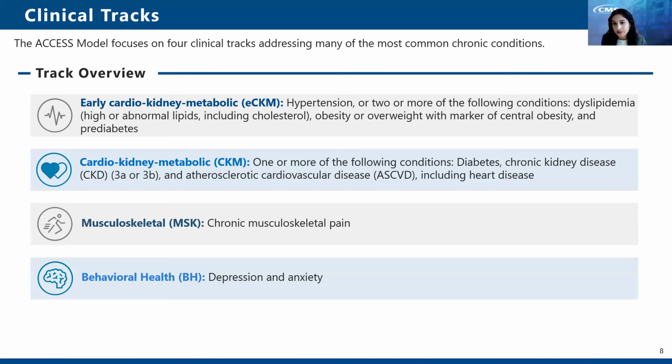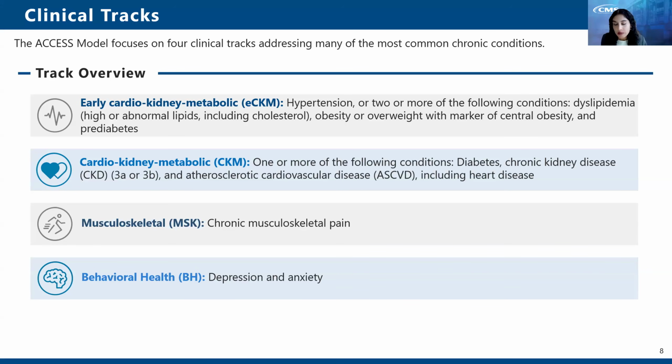So now just walking through each track, the early cardio-kidney metabolic or ECKM track targets early intervention to prevent disease progression. Qualifying conditions include either hypertension or 2 or more of the following, including dyslipidemia, which is abnormal lipid levels, including high cholesterol, obesity or overweight with a marker of central obesity, and prediabetes. And the key here is early. We're really focusing on prevention before conditions advance.